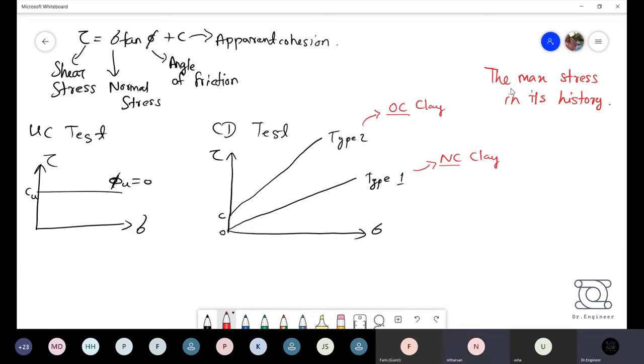As time passes, tomorrow there might be another layer forming above, so the stress would increase. That would be its new pre-consolidation pressure. So every day its pre-consolidation pressure might be increasing. At this current state, it is experiencing the largest stress it has experienced in its history. That is the NC clay situation, the normally consolidated situation. It is experiencing the maximum stress at this very present moment.